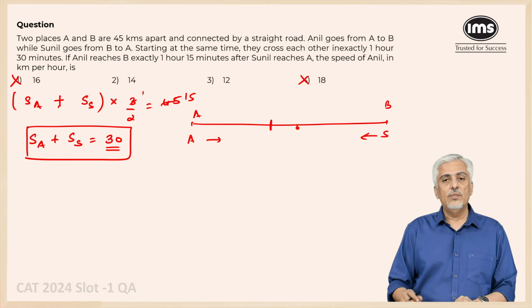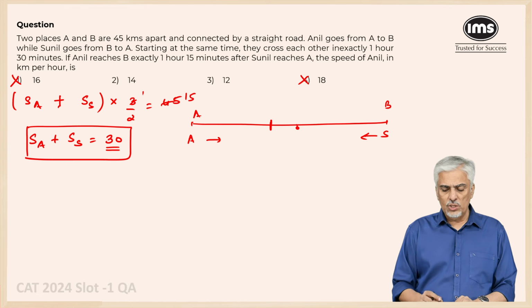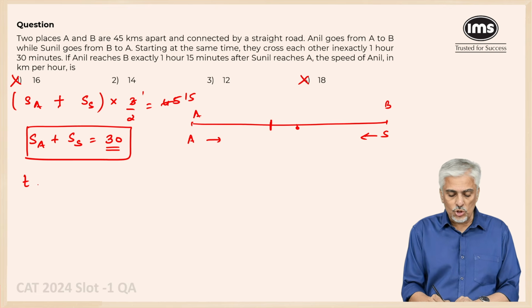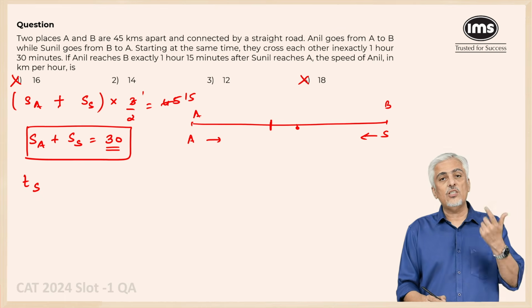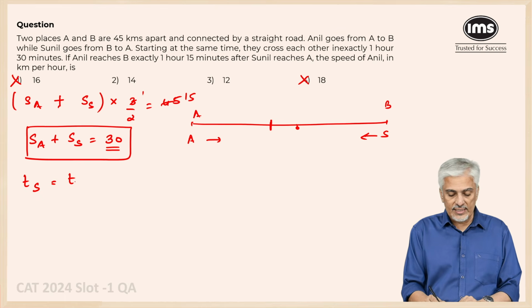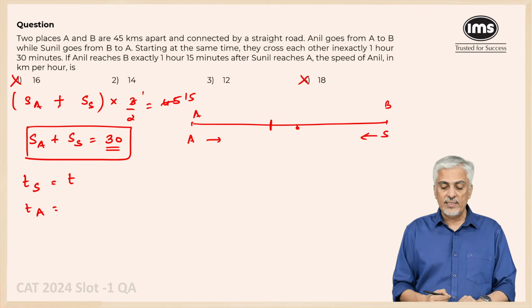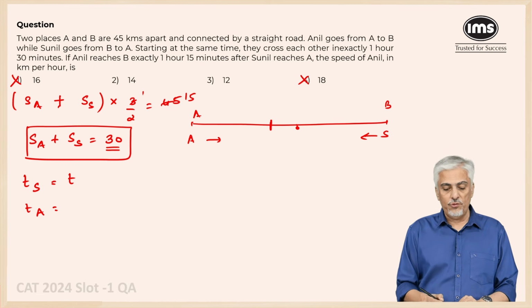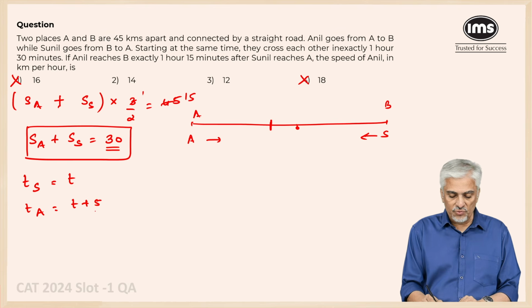Okay. Now, let's work with the regular approach. So let's assume time taken by Sunil after crossing be t hours. So time taken by Anil to cross will be t plus 1 hour 15 minutes. 1 hour 15 minutes is 5 by 4 of an hour. So t plus 5 by 4.